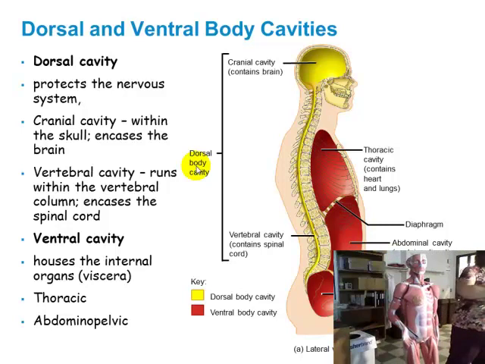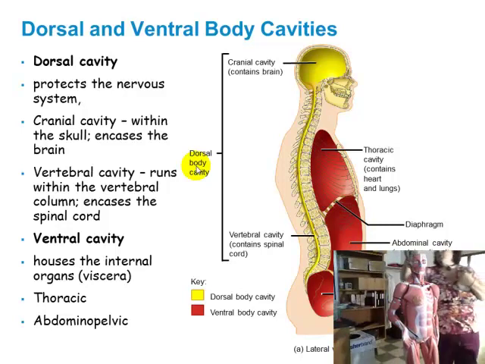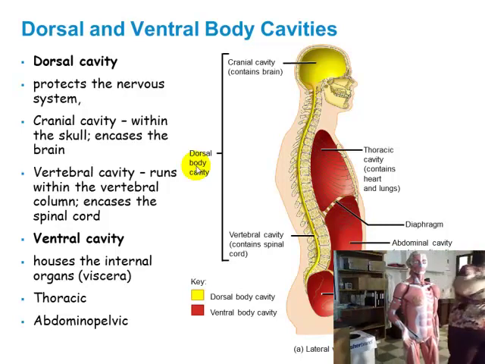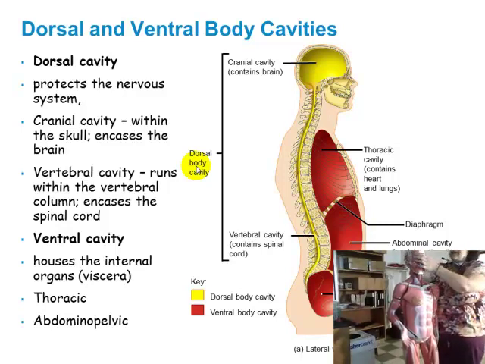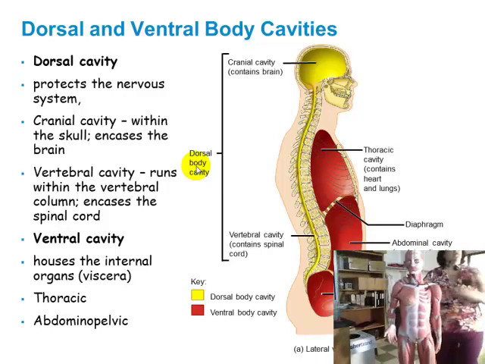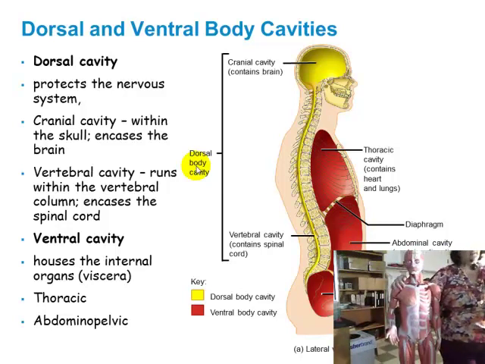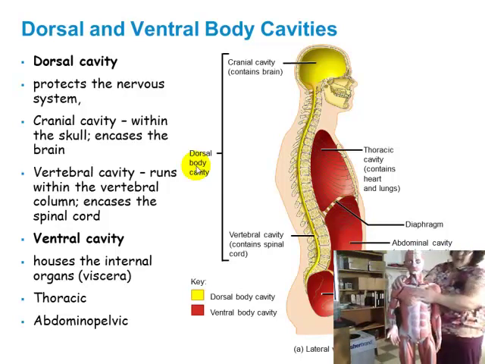Now the ventral cavity is more complex. The ventral cavity is going to include 2 main subdivisions. And this is where we will see most of our viscera. When we talk about viscera, these are the internal organs. Okay. So we have the thoracic cavity and the abdominopelvic cavity.